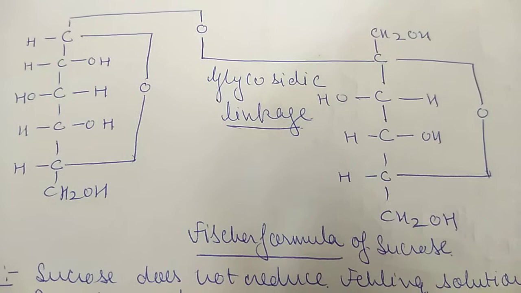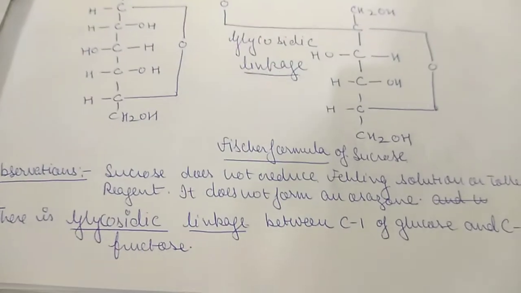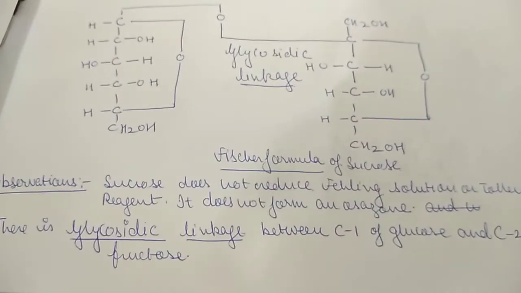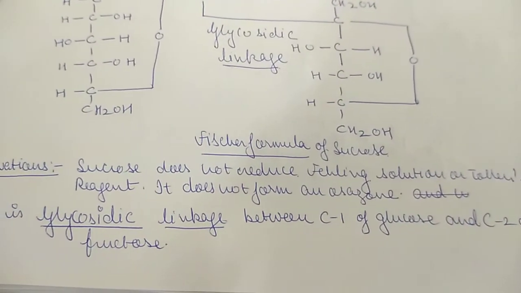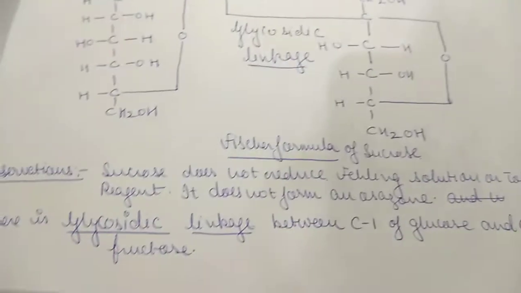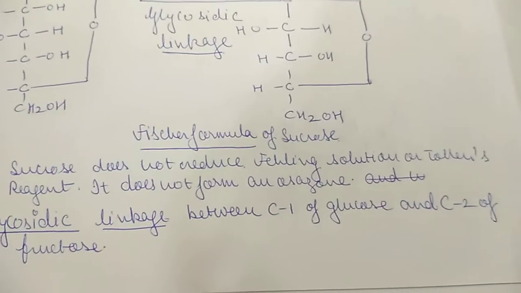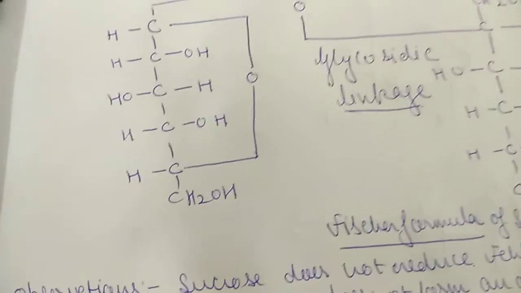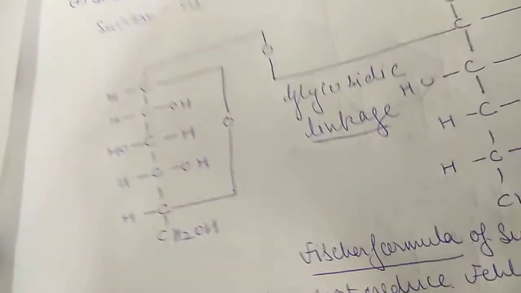And there is a glycosidic bond between glucose and fructose. The observations are that sucrose does not reduce Fehling's solution or Tollens reagent. It is a non-reducing sugar. It does not form osazone, and there is a glycosidic linkage between carbon number 1 of glucose and carbon number 2 of fructose. So next we will study the Haworth projection formula.